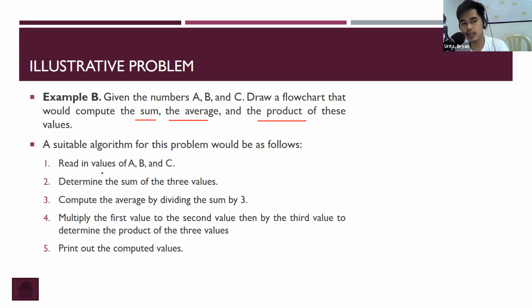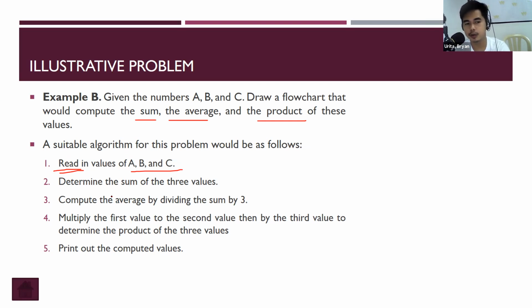So what will be a suitable algorithm for that problem? We have number one, read in values of A, B, and C. So notice that we have here the keywords. Sinabi natin kanina dun sa flowchart symbol natin na may keyword tayo. If we have this keyword, read in values, meaning you're going to get values from the keyboard. Because these ABC are variables. Wala siyang value. So para magkaroon siya ng value, kailangan natin lagyan using the keyboard by reading in values. It's like putting values of A, B, and C.